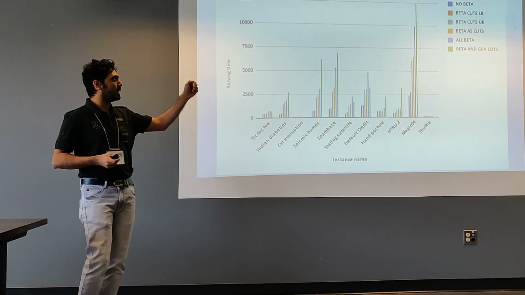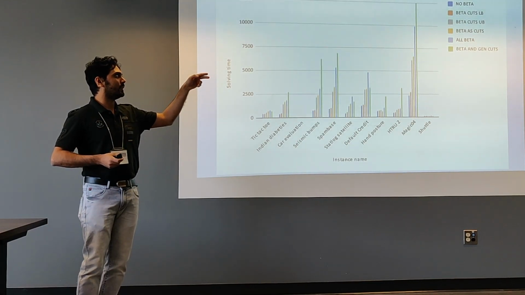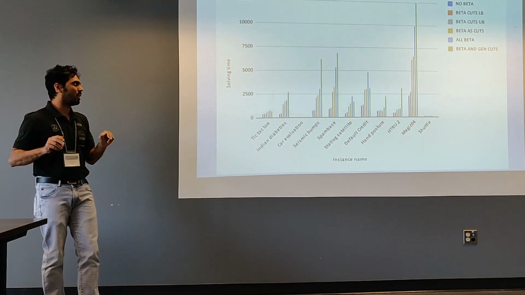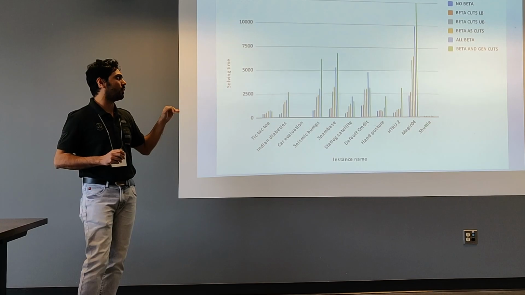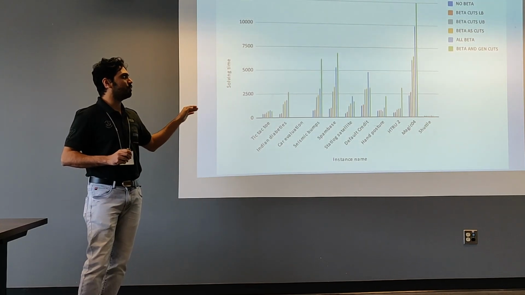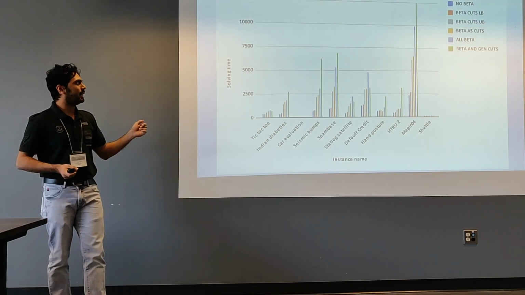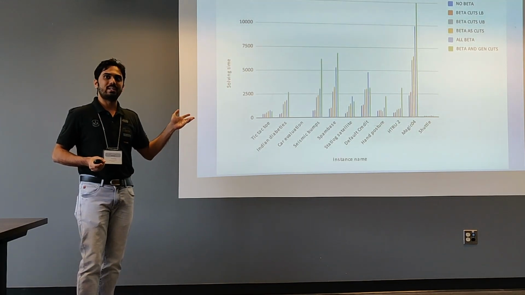The next two variants, the beta constraints as cuts with upper bound and as equality constraints, are the best shots. They give us a reasonable solving time, and it is always smaller than using all the beta constraints in the master problem at the beginning. And the generating cuts part is the slowest.